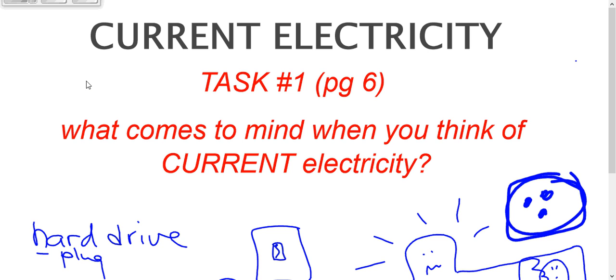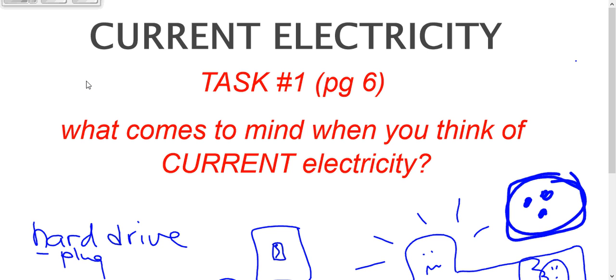So in this unit, we're going to take what we know about static electricity and the idea that electrons are the subatomic particle in the atom that is able to move, and we're going to apply it to household circuits and appliances and things like that in our current electricity section.